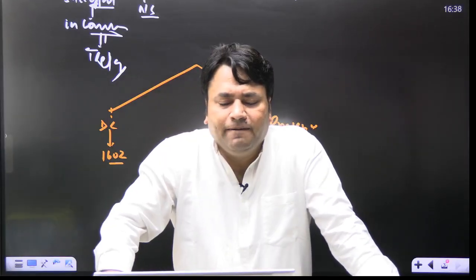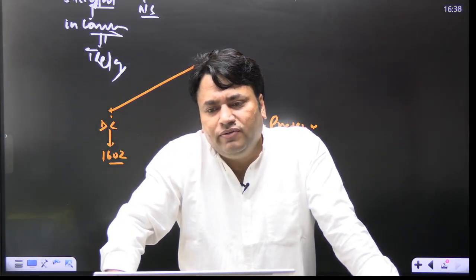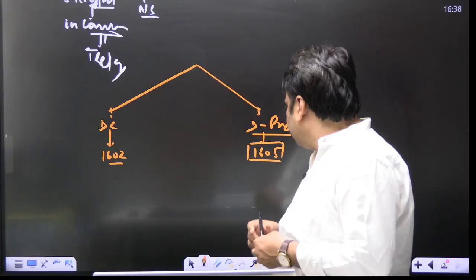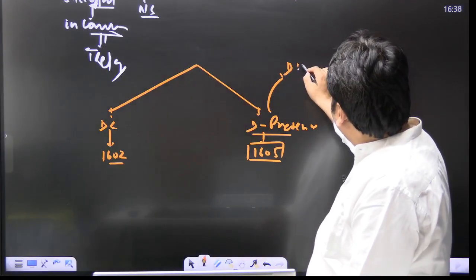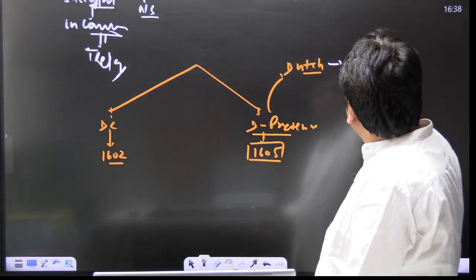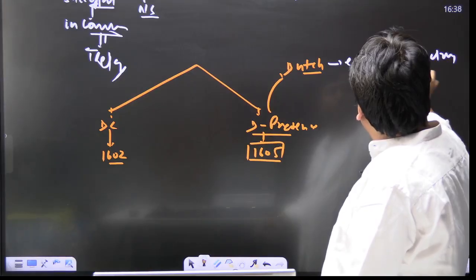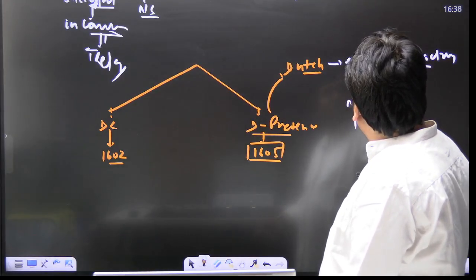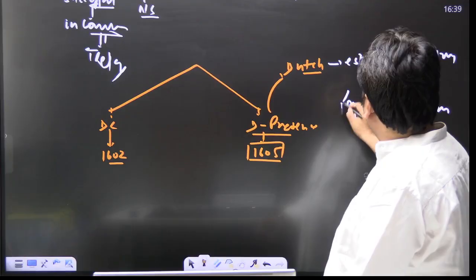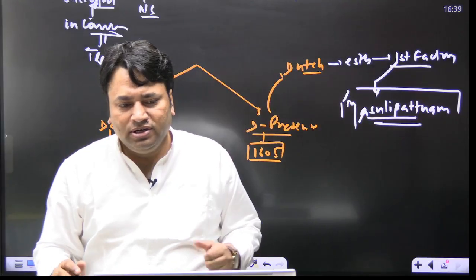The reason is that the Dutch established their first factory in 1605. And where did they establish their first factory? The answer is Masulipatnam. They established their first factory in Masulipatnam, and in this way the journey of Dutch started.